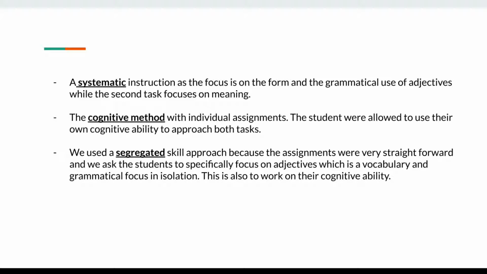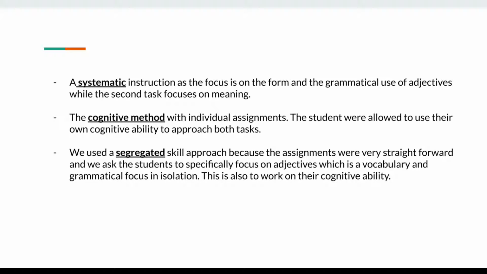We also ask the students to follow a systematic instruction, as the first task focuses on the form and the grammatical use of adjectives, while the second task then encourages the student to think freely about content, context, and how they use the language. This is typical of the systematic instruction, as it encourages students to both think about the language in a grammatical way, as well as the content of the text, as it should be comprehensive and well thought out. The cognitive method we used with individual assignments.